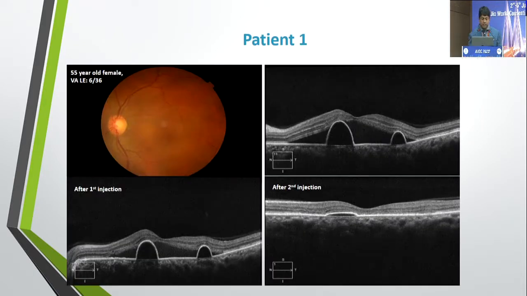This is one of our patients who was diagnosed with IPCV, polypoidal choroidal vasculopathy, and after one injection, we can see she had substantial reduction in the subretinal fluid. Also, the PED height has reduced, and after the second injection, we can see the subretinal fluid has completely disappeared, and only a small minimal PED is there, and she is due for the third injection.